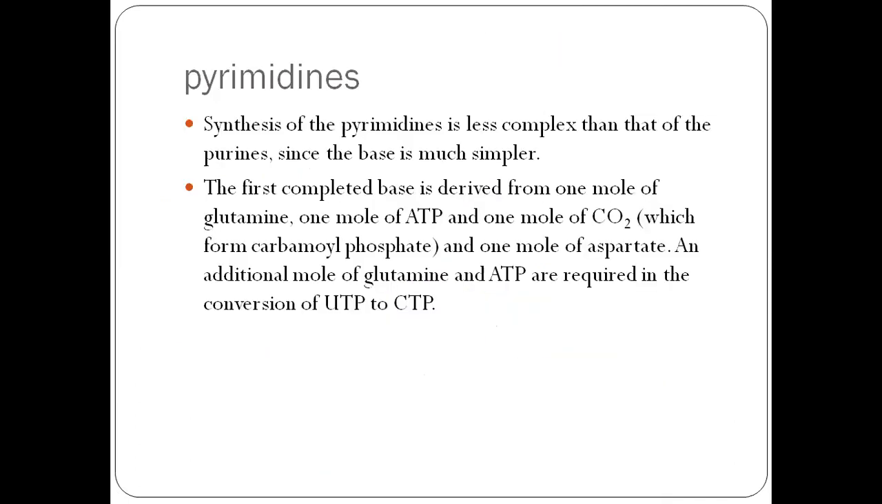Whereas pyrimidine synthesis is a less complex pathway when compared with the previous one. And here people say it starts with the glutamine, but actually it starts with carbamyl phosphate. The carbamyl phosphate is actually formed from this glutamine, ATP, and one molecule of carbon dioxide. So all these things come together and form the carbamyl phosphate as the first compound in this pathway. And from this, at last, CTP is derived.